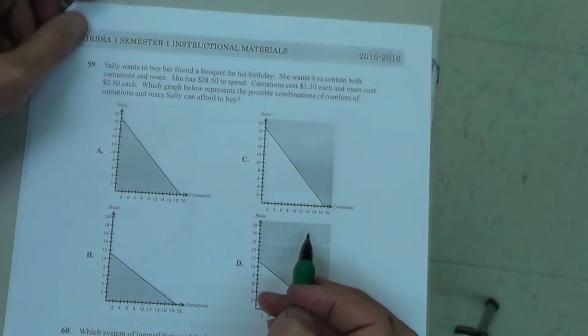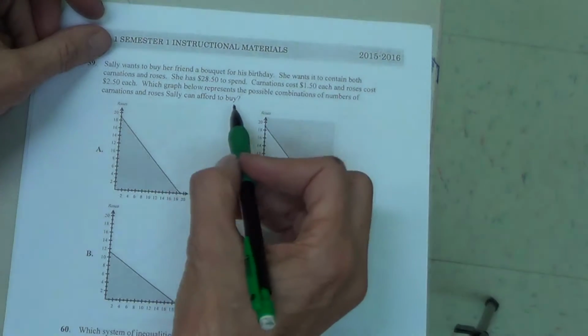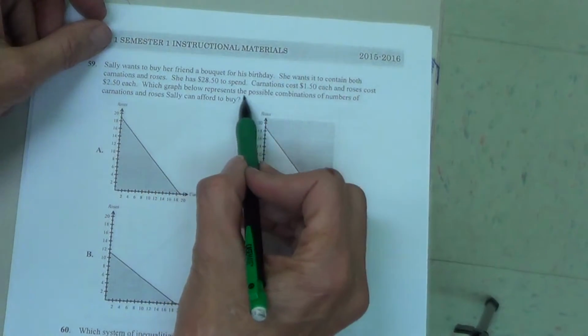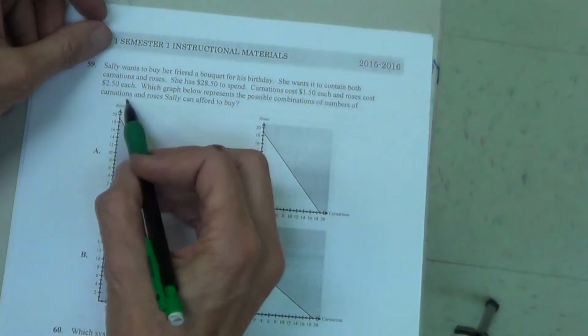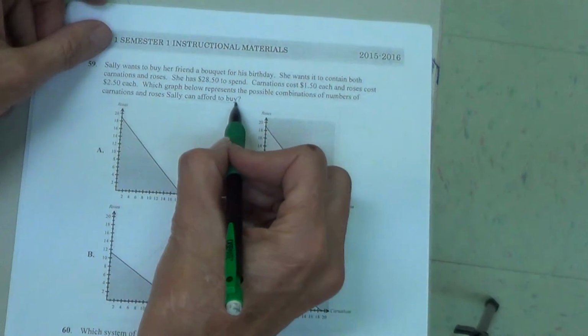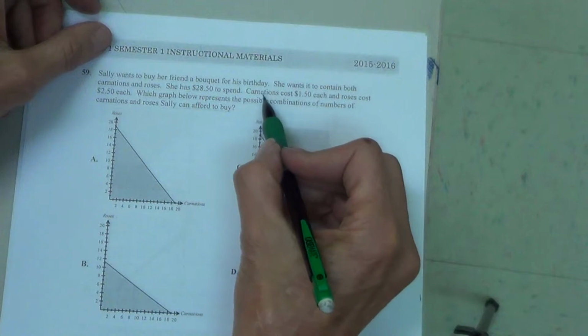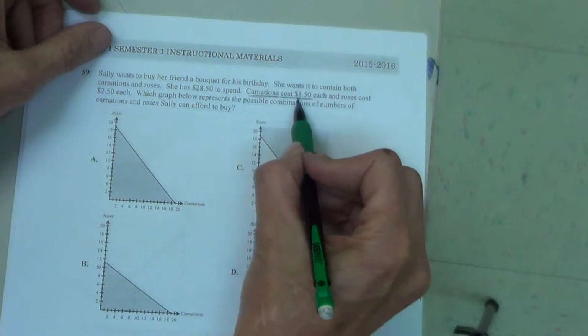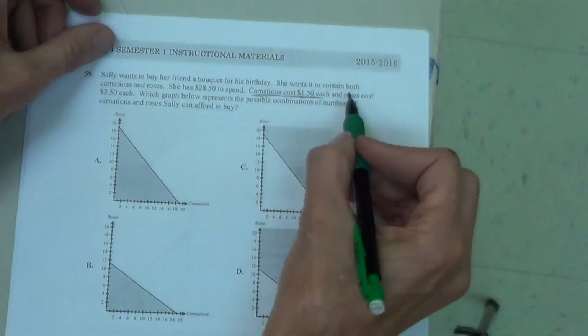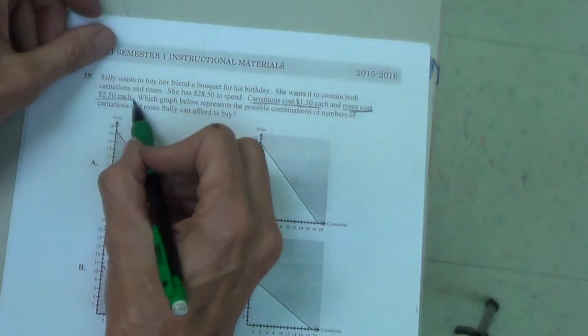Sally wants to buy her friend a bouquet for his birthday. Let's go down to the question first. Which graph below shows the possible combinations of numbers of carnations and roses Sally can afford? Okay. Well, carnations cost $1.50, and roses cost $2.50.